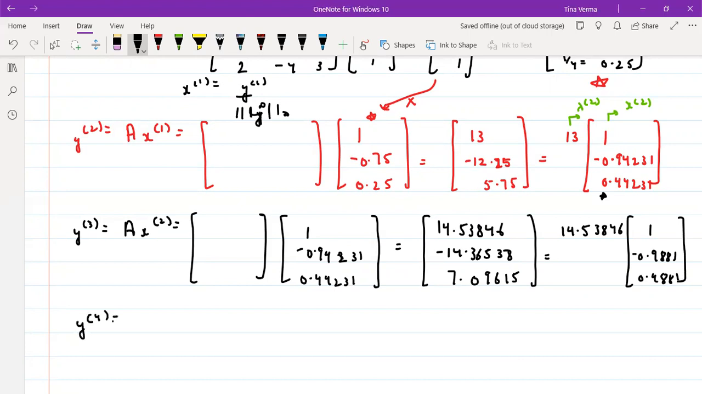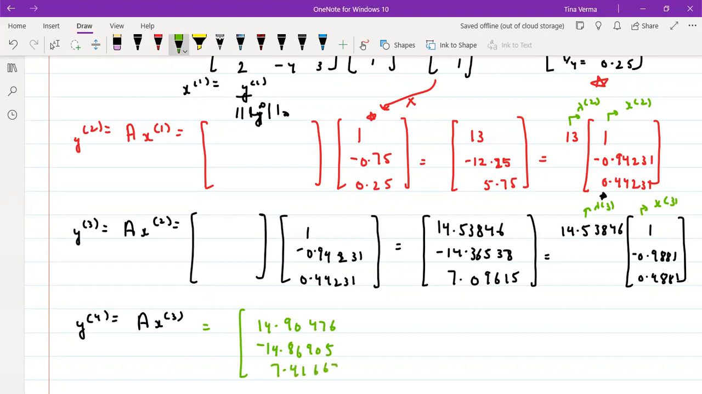Next, you perform the fourth iteration. The y4 will be A into x3. This is your lambda 3 and this is your x3. When you multiply, the answer will be [14.90476, -14.86905, 7.41667]. When you take the maximum element out, 14.90476, this results in [1, -0.9976, 0.4976].